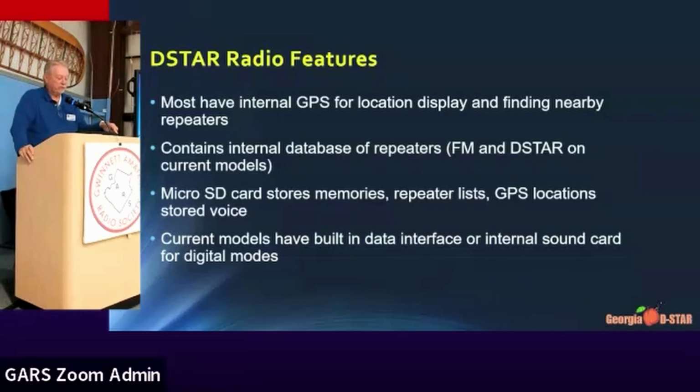A lot of that is stored on a micro SD card that is a part of the radio. There's internal memory, and then you can have the micro SD card that can store additional memories, additional configuration, repeater lists, GPS locations, and you can even store voice, like QSOs, et cetera. And the current models all have a built-in data interface, or even some of them have an internal sound card for doing digital modes as well. So a lot of different models have different features.